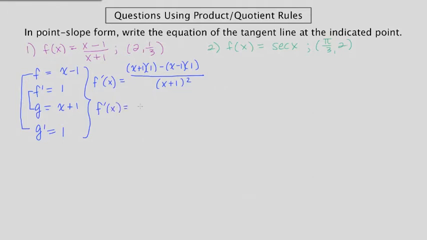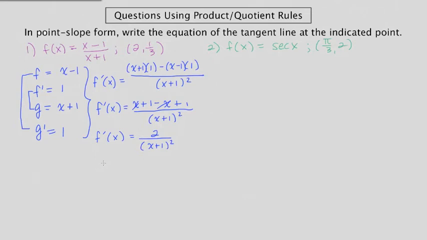Cleaning this up, we end up getting on the numerator x plus 1 minus x plus 1, all over x plus 1 squared. The x and the negative x cancel out. So we're left with 2 over x plus 1 squared.